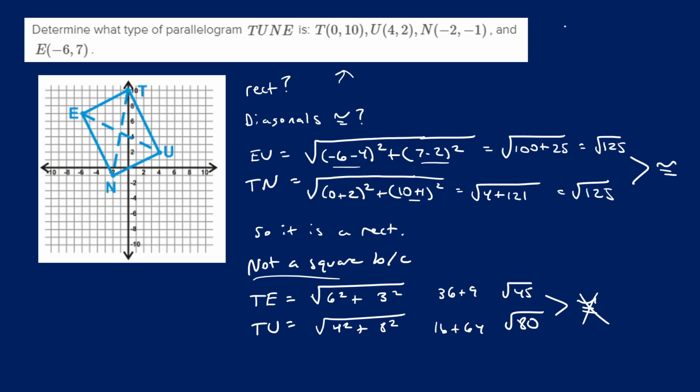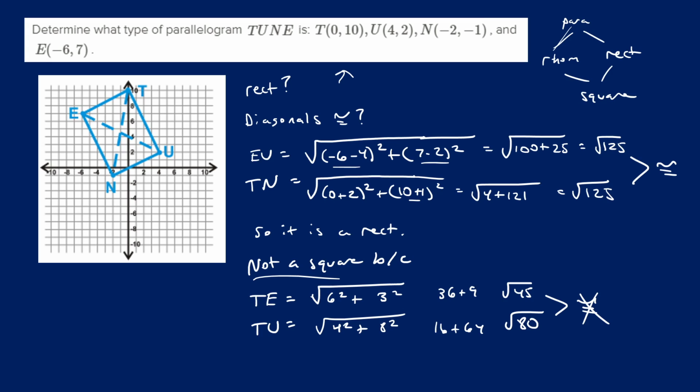Sometimes this flow chart is helpful for students. Some rhombuses are also squares. Some parallelograms are also rhombuses. Every square is a rectangle, but not the other way around.